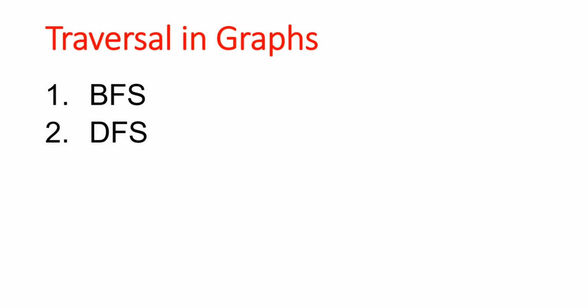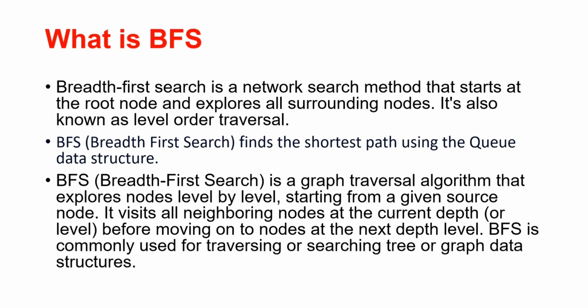In this tutorial, we will learn about traversal in graphs. There are two types of traversal in graphs. First one is BFS and second one is DFS. BFS means breadth first search and DFS is depth first search. First, we will understand what is BFS.